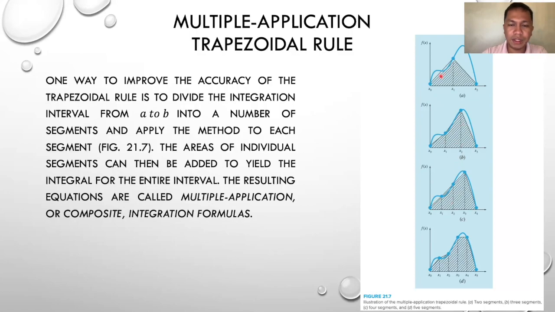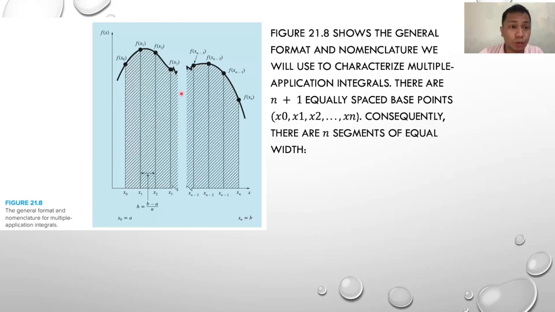This is an example of a multiple application trapezoidal rule. Here at letter A, we have 2 segments. Letter B, we have 3 segments, 1, 2, 3. On letter C, we have 4 segments, and for letter D, we have 5 segments. This figure 28.1 shows the general format and the nomenclature we will use to characterize the multiple application integrals. There are n plus 1 equally spaced base points x0, x1, x2 to xn, and consequently there are n segments of equal width. So h is equal to b minus a over n.